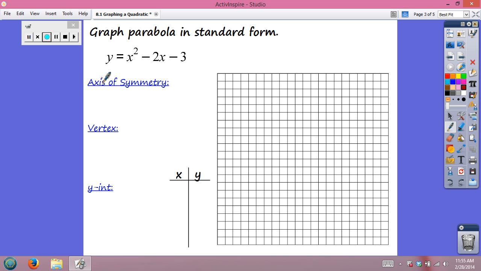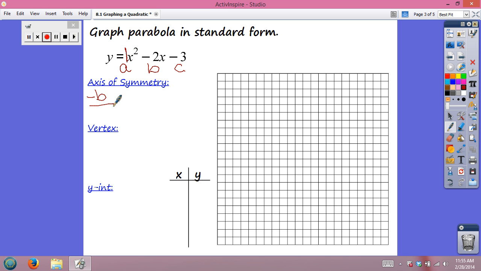So let's take a look at our first example. We have y equals x squared minus 2x minus 3. The first thing I'd like you to do every time is label your a, b, and c values. Until you get really good at this, this is a good idea. So remember, if we don't have anything in front of our x, that number is just a 1, so our a value equals 1.